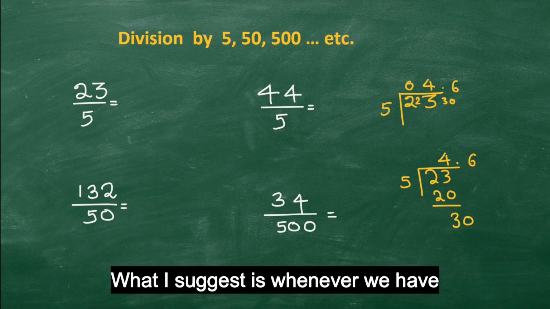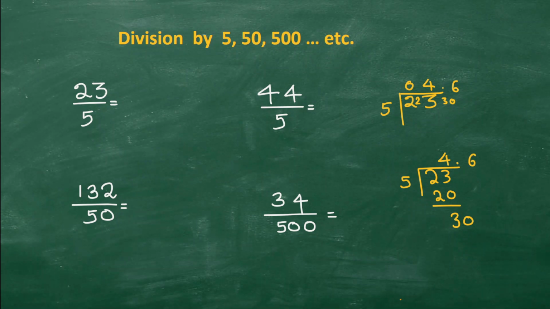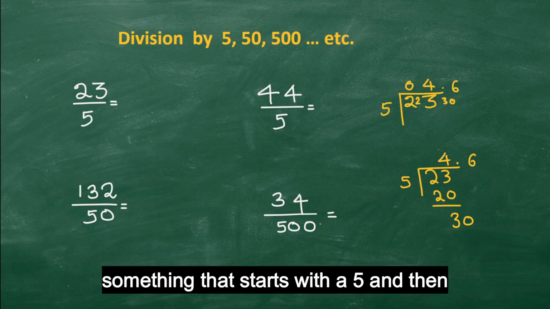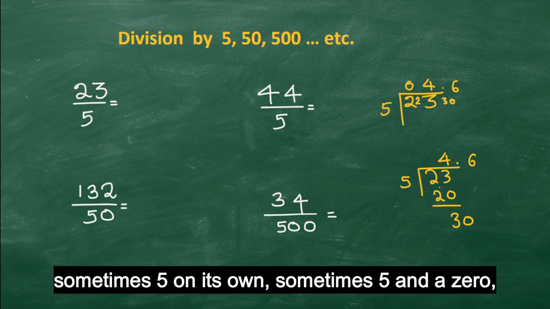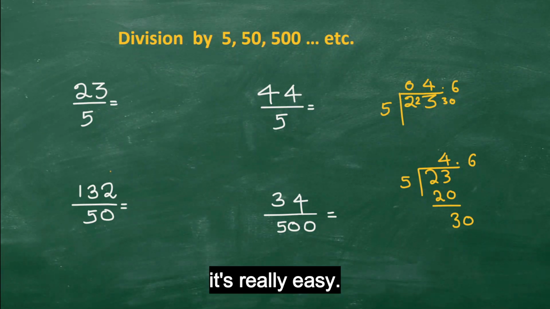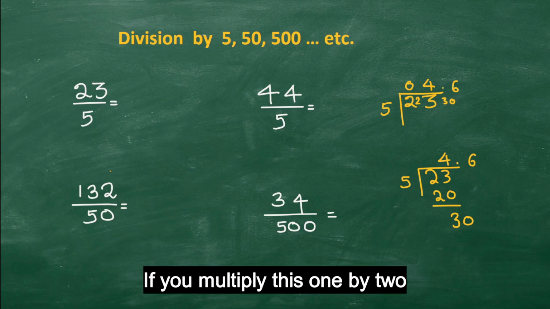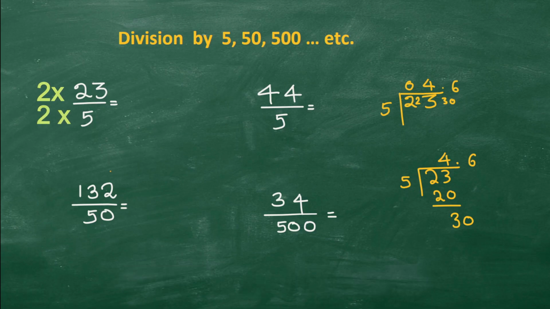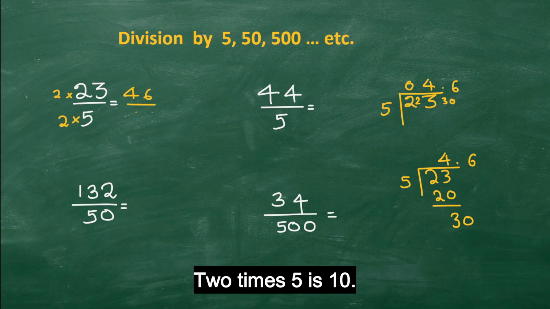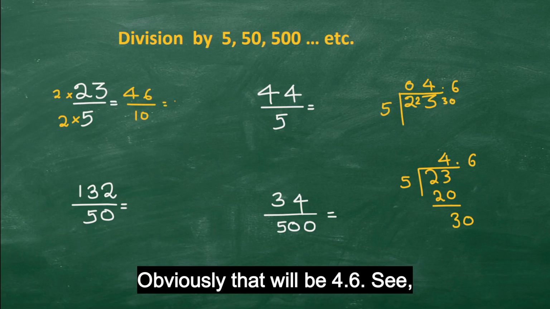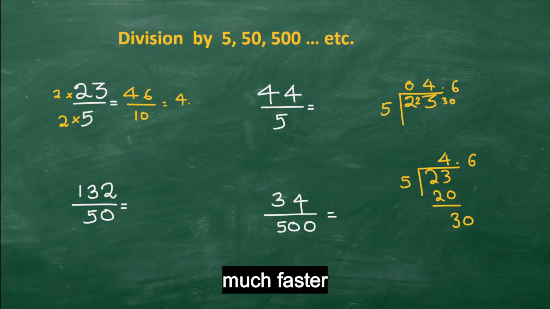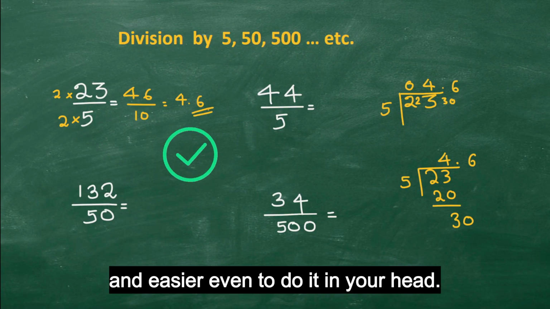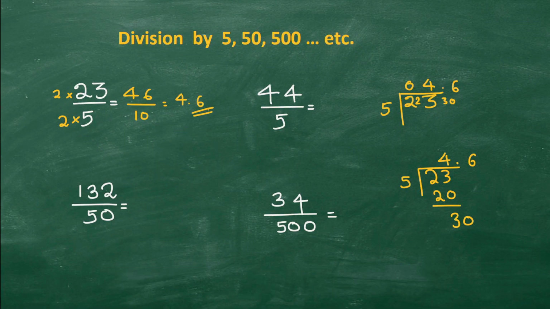What I suggest is whenever we have something that starts with a 5, sometimes 5 on its own, sometimes 5 and a 0, it's really easy if you multiply this one by 2 and this one by 2 in your head. 2 times 23 is 46. 2 times 5 is 10. Obviously, that will be 4.6. See? Much faster and easier even to do it in your head.